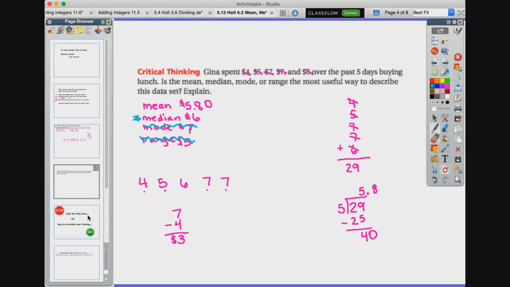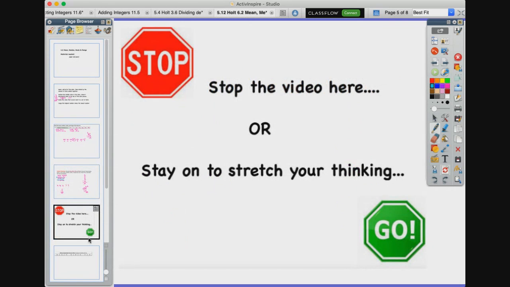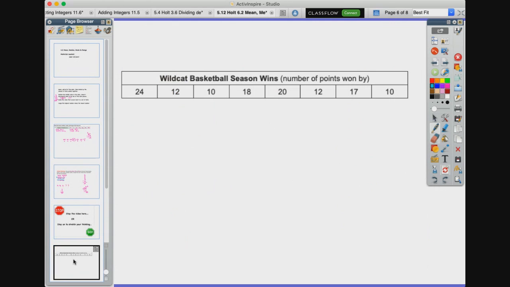All right. So that was just a quick look at your skills for today. So go ahead and stop right now, or you can stay on and do a little bit of a challenge and a stretch. So if we're going to find out our info for this as well, we're going to add all this up. And that way, it's our first step in trying to find the mean.